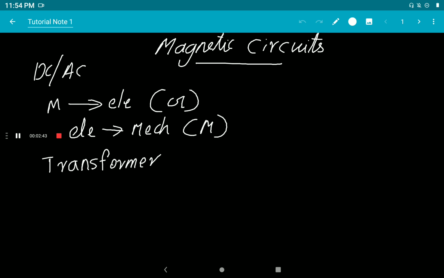So in this class we will be going over magnetic circuits first, because magnetic circuits form a major portion of the electromechanical energy conversion equipment. And after discussing magnetic circuits, we will be going over transformers. Then we will be looking at DC as well as AC machines.